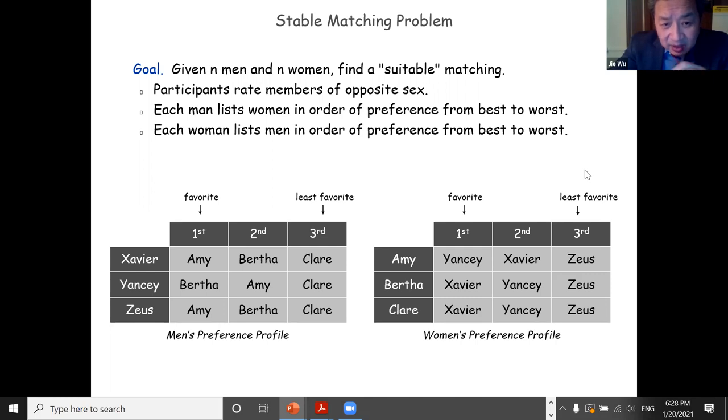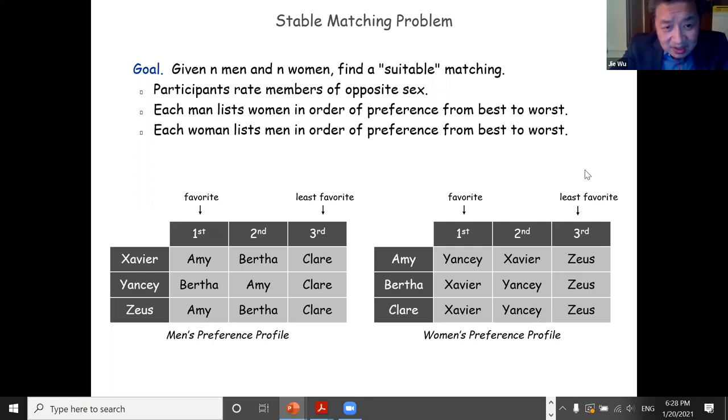So everyone has an internal ranking. I focus on internal ranking. It means that it's a private ranking. No one will tell you. So boys will not tell girls who they like most. Girls will not tell who they like most. They keep it private. So you have like three boys, three girls. You have a ranking, right?